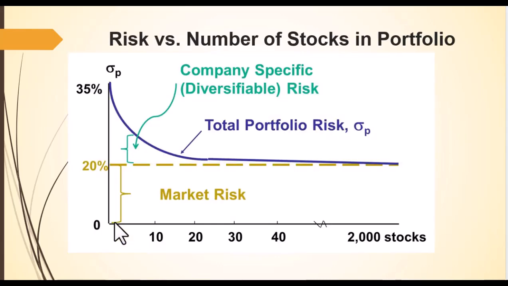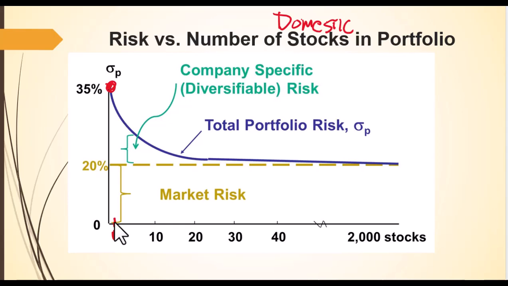So here we have a portfolio of stocks. Let's just call these domestic stocks. Let's say this is an investment in the New York Stock Exchange. So this study was done in the early 70s, I believe. But what they did is they went out and they took all the stocks in the New York Stock Exchange and they calculated the risk, the standard deviation for each stock. So a one stock portfolio had a standard deviation of roughly 35%.